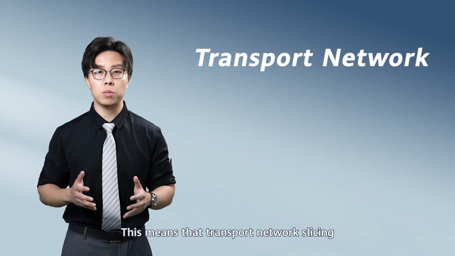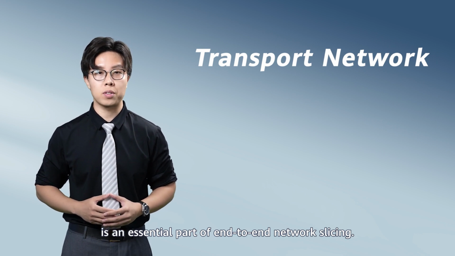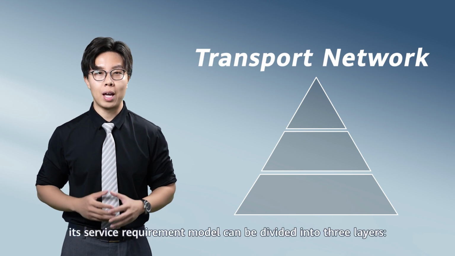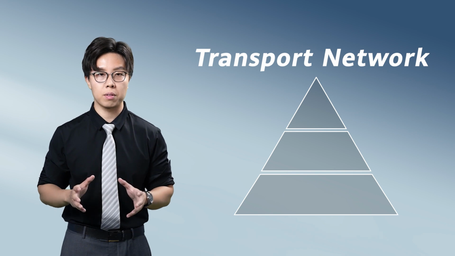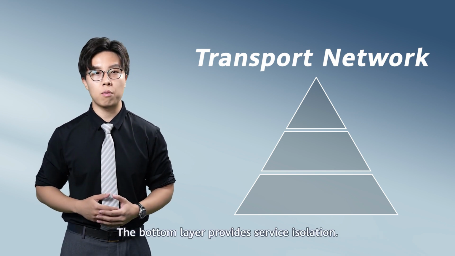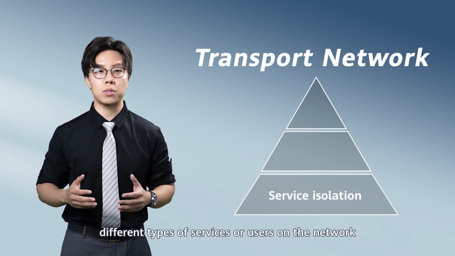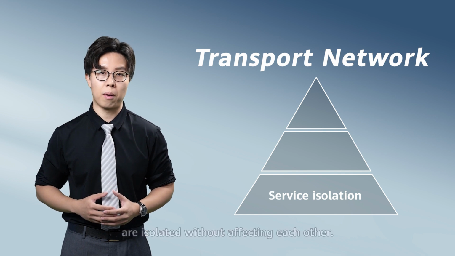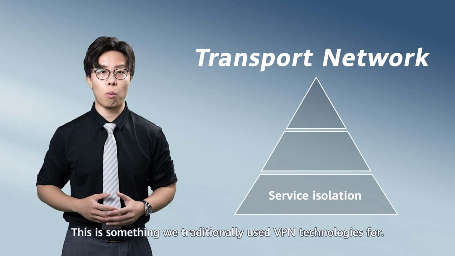This means the transport network slicing is an essential part of end-to-end network slicing. With regard to transport network slicing, its service requirement model can be divided into three layers. The bottom layer provides services isolation. At this layer, different types of services or users on the network are isolated without affecting each other. This is something we traditionally use VPN technologies for.